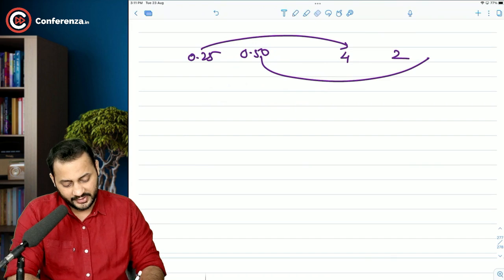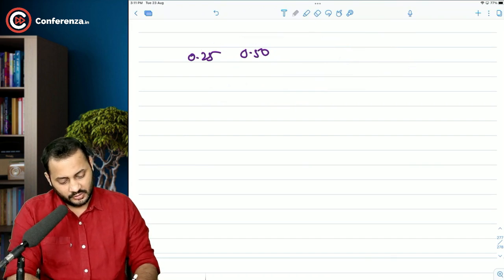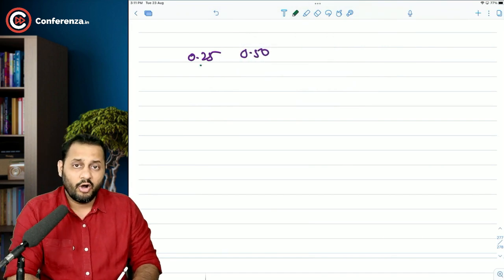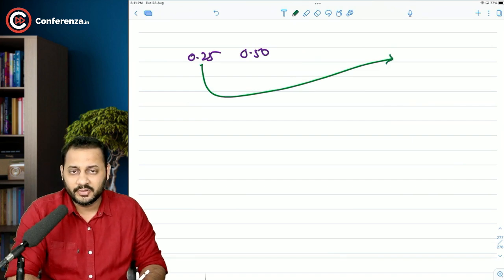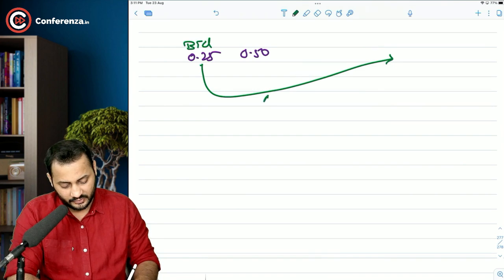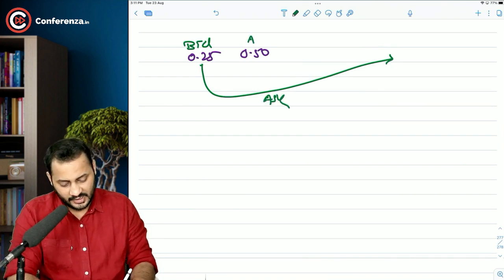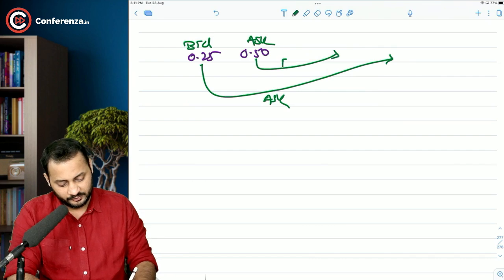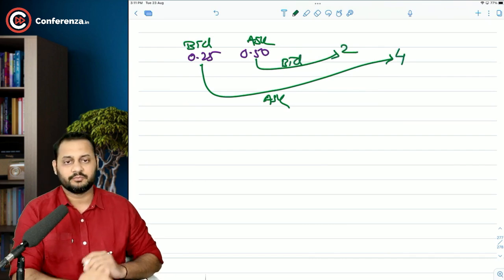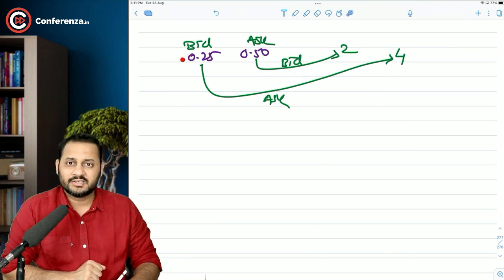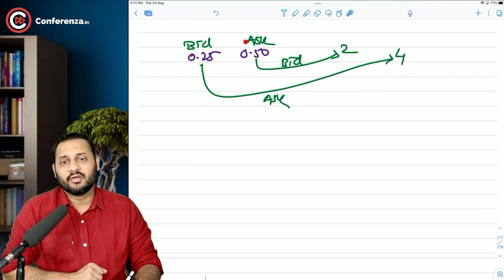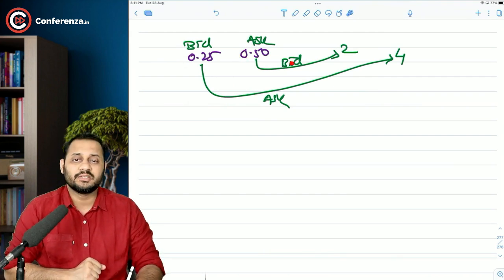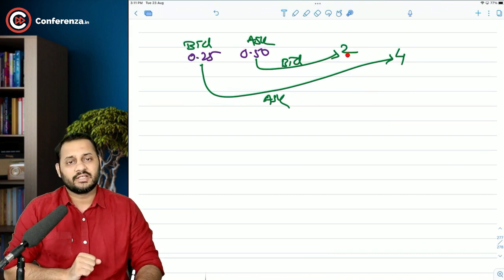So how are we going to write it? It's very simple. The bid of a particular quote will become the ask of the indirect quote, and the ask of a particular quote will become the bid of the indirect quote. So 2 and 4. When you reverse the bid of the direct quote, it becomes the ask of the indirect quote. When you reverse the ask rate of the direct quote, it becomes the bid rate of the indirect quote. So that is what you have to remember.